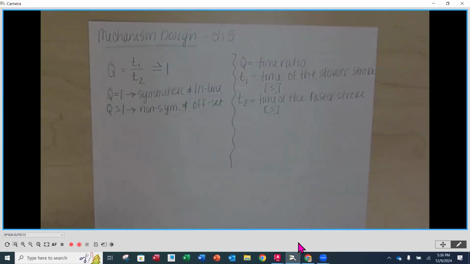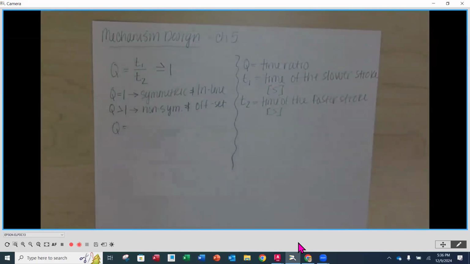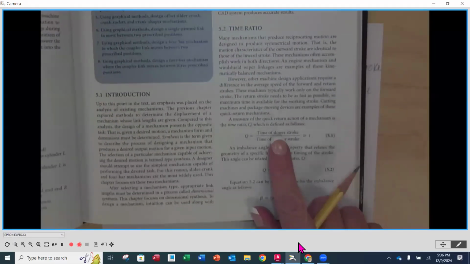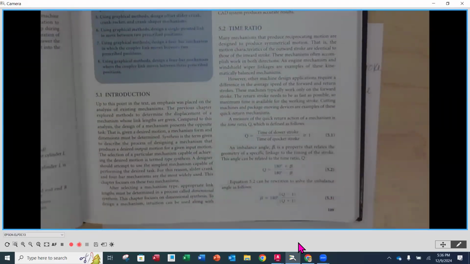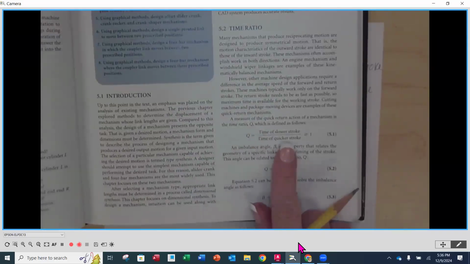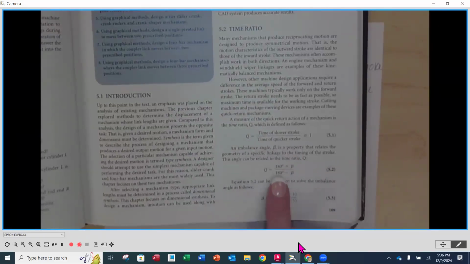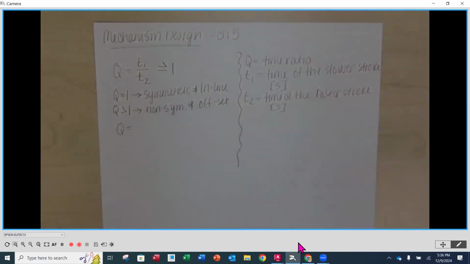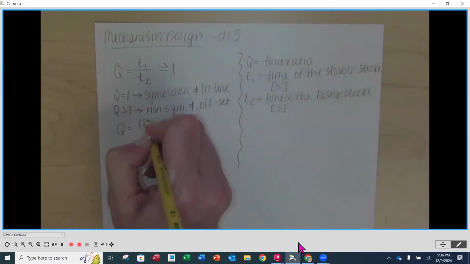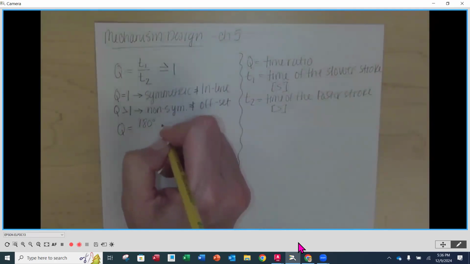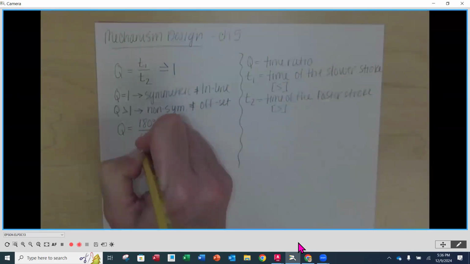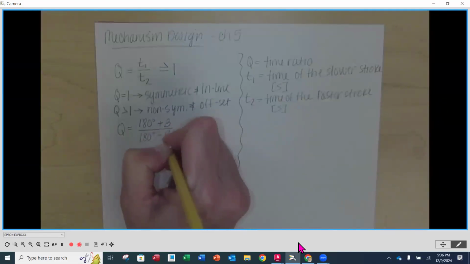Now, another way that we can calculate or determine Q is going to be equation 5.2, and that's right below. So I took Q, and instead of doing the time of the slower stroke, we called that T1, and T2 was the time of the quicker or the faster stroke. Now we're going to use this equation right here. We're going to write this one down. 5.2, Q is equal to 180 degrees plus beta over 180 degrees minus beta.